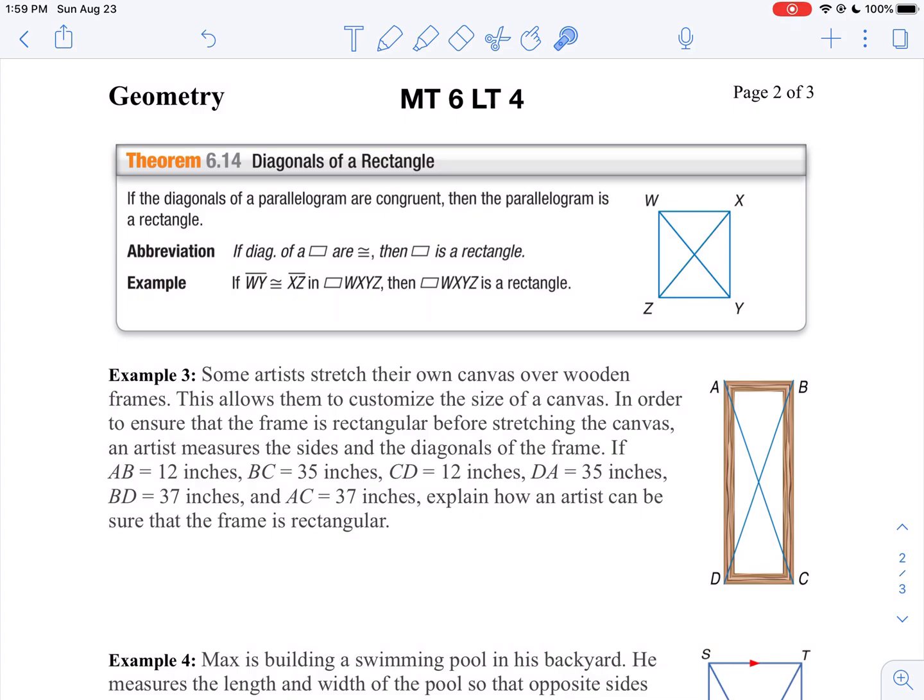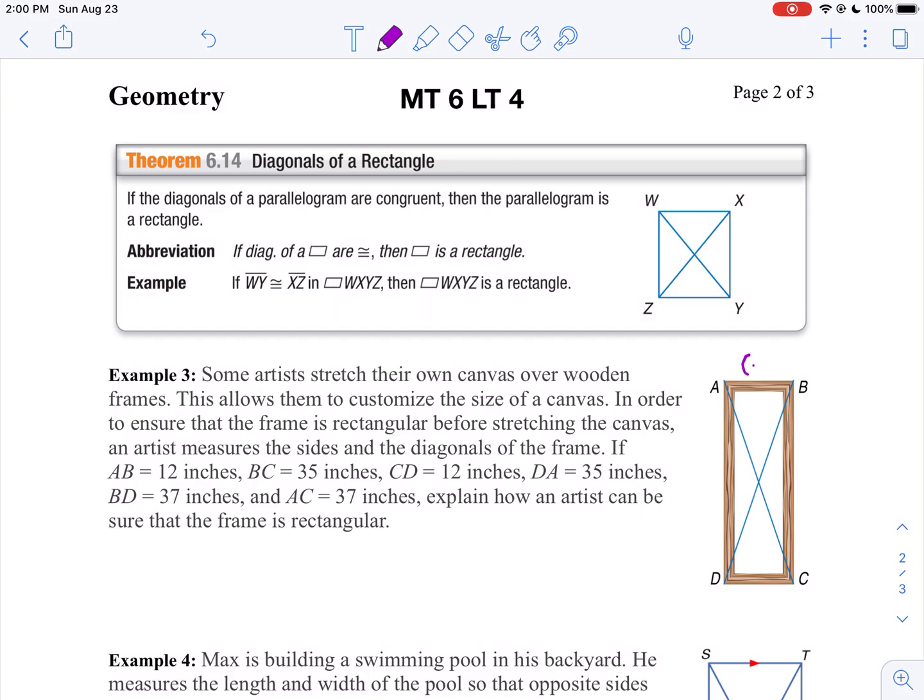So in example 3, it says some artists stretch their own canvas over wooden frames. This allows them to customize the size of the canvas. In order to ensure the frame is rectangular before stretching the canvas, an artist measures the sides and the diagonals of the frame. A to B is 12 inches.